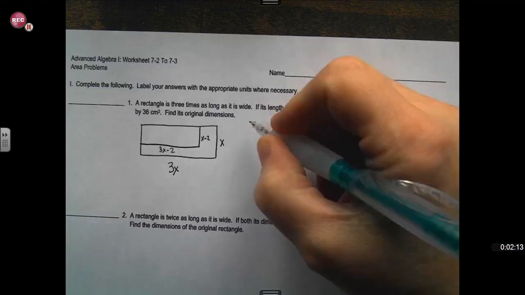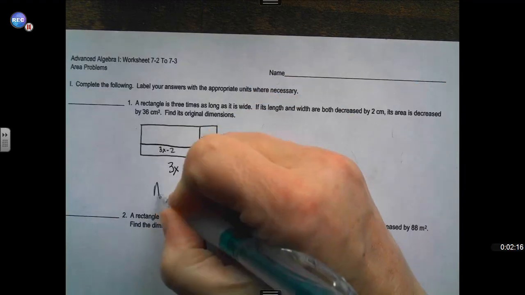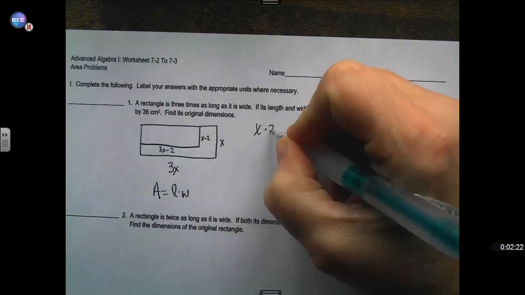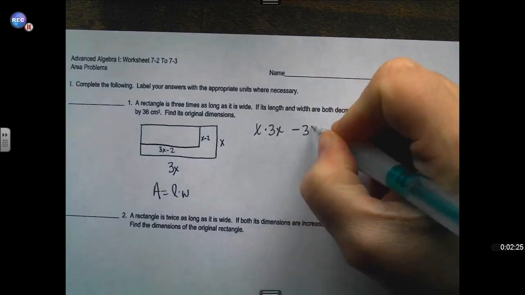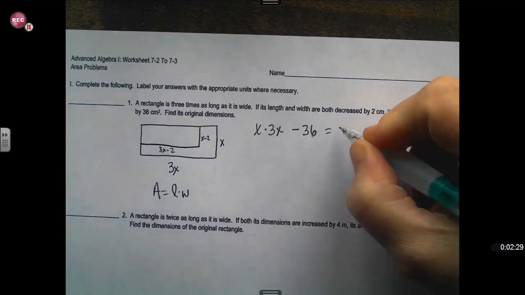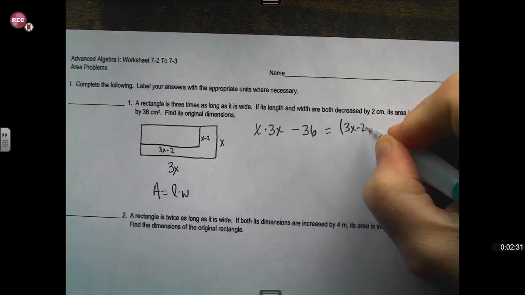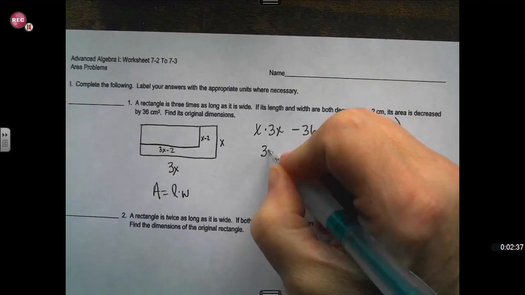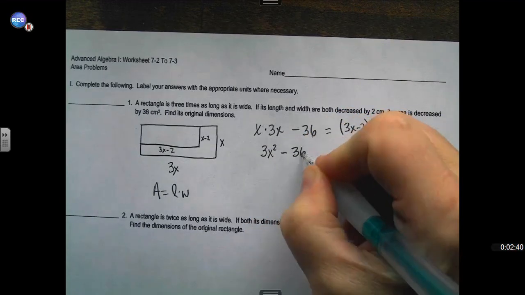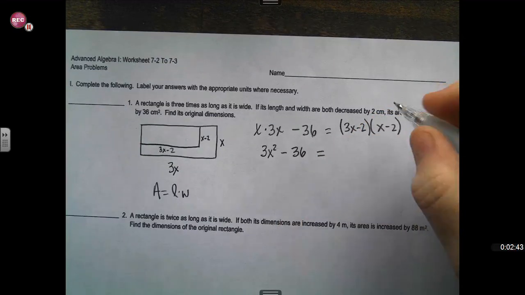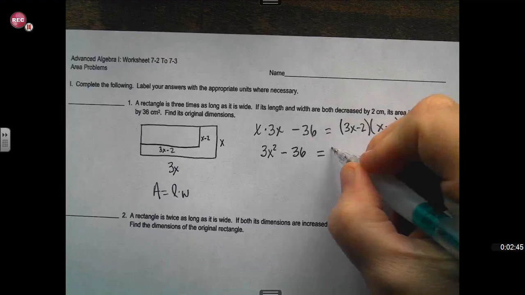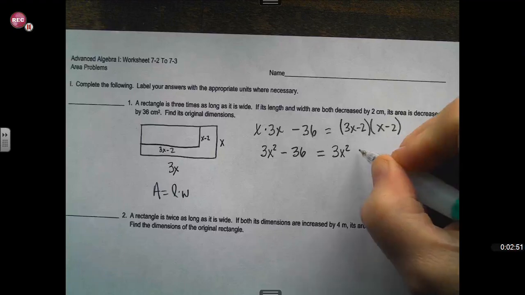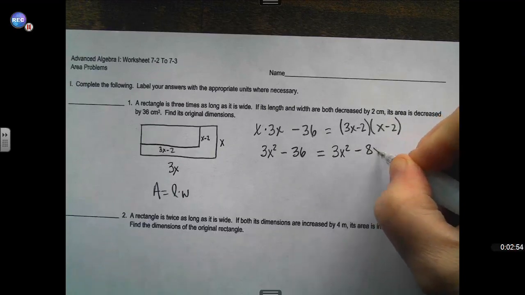So I'm going to take the area of a rectangle, which is just length times width. So x times 3x minus 36 equals the quantity 3x minus 2 times the quantity x minus 2. And I multiply this out: 3x squared minus 36 equals 3x squared minus 6x minus 2x, which is minus 8x, and then plus 4.